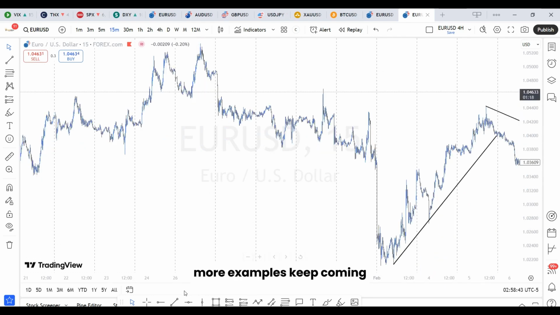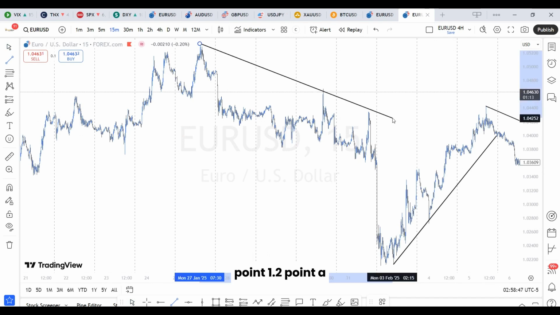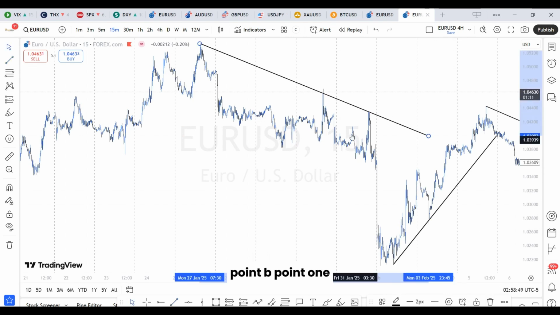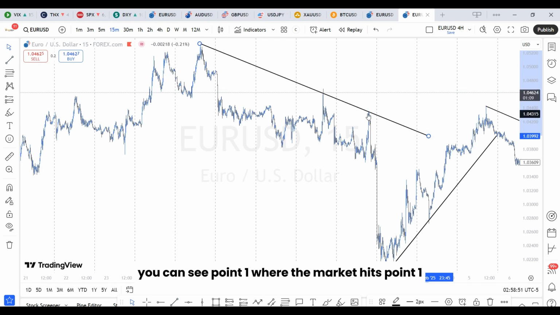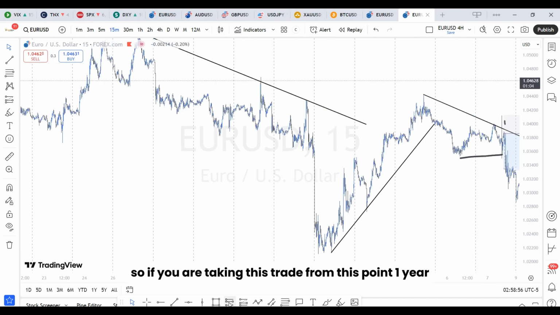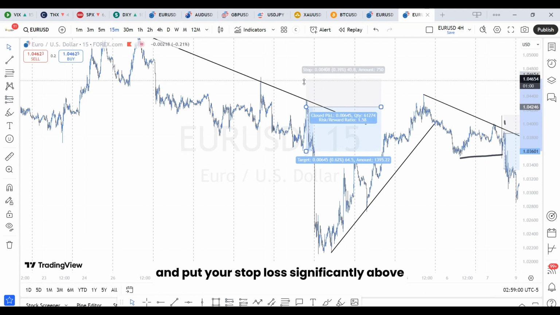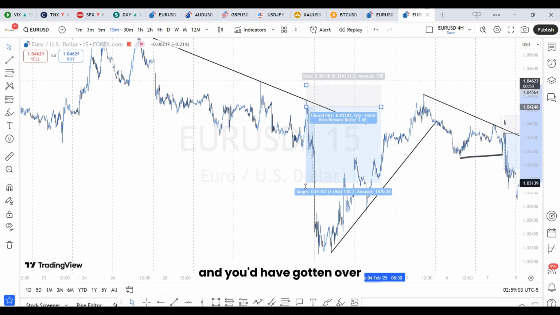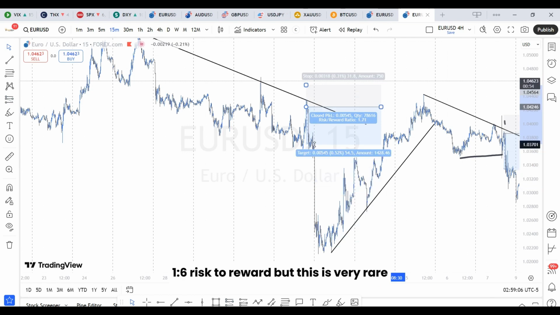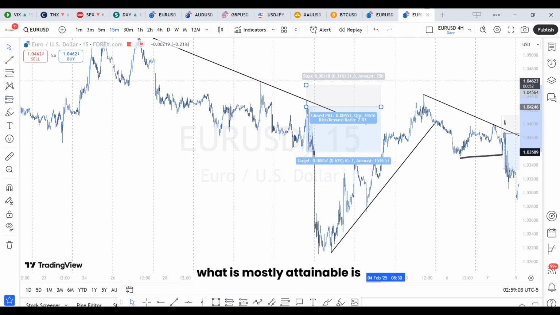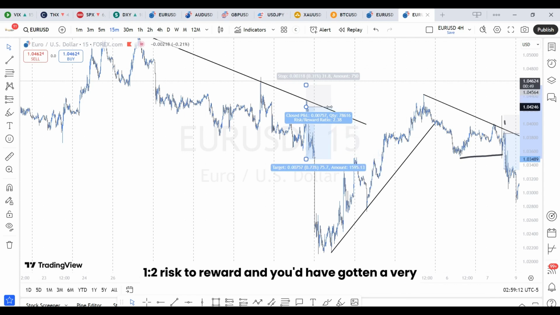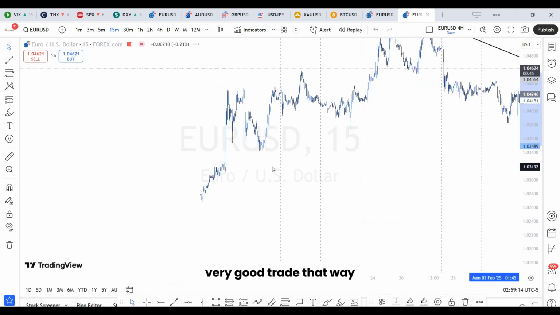More examples keep coming. You can see simple trend line trading, point 1, point 2, point A, point B, point 1. You can see point 1 where the market hits point 1 and the market sold very fast. So if you are taking this trade from this point 1 here, or this first entry here, and put your stop loss significantly above, you would have gotten over 1:6 risk to reward. But this is very rare. What is mostly attainable is 1:2 risk to reward, and you would have gotten a very good trade that way.